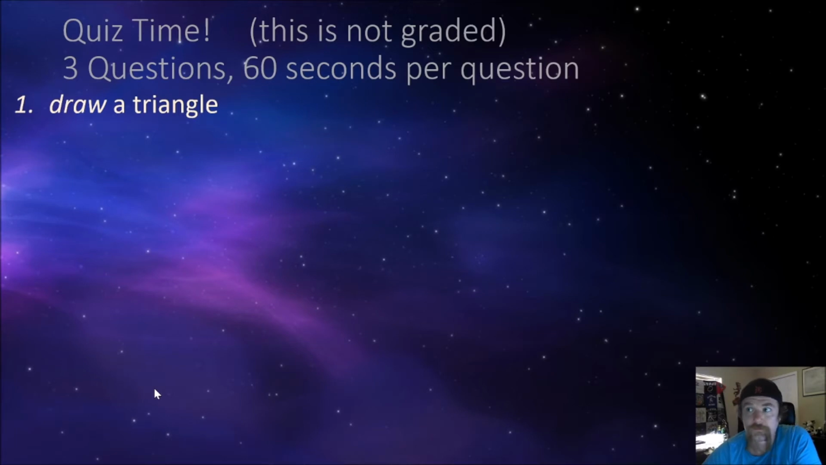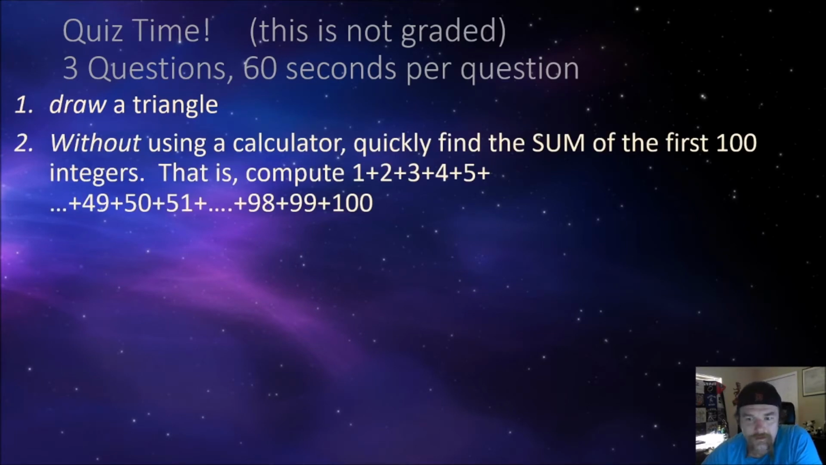All right, question 2. Try to do this. Without using a calculator, quickly find the sum of the first 100 integers. So 1, 2, 3, 4, 5, 6, 7. Those are the integers. So try to add 1 plus 2 plus 3 plus 4 all the way up to 98 plus 99 plus 100. Try to do that without using a calculator in 60 seconds. If you don't think you can, make an educated guess, set your pencil down. Don't use a calculator. Don't Google it. Again, this is not graded. All right, so pause, 60 seconds. Good luck. Go.